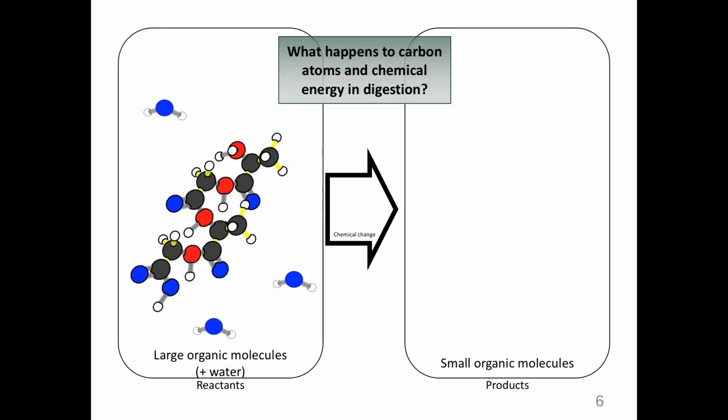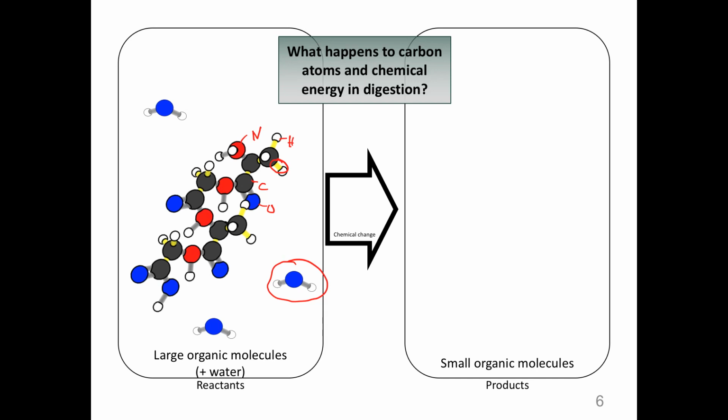So what we have here is what happens to carbon atoms and chemical energy during digestion. We can see a large organic molecule here, and we have some water molecules as well. So we can see our water here. And then we can see our large organic molecule made up of, it looks like, some carbon. We can see our oxygen here. We also have some nitrogen in this molecule, and obviously we have some hydrogen atoms as well. And we can also see these high energy bonds that are important for us to understand too.